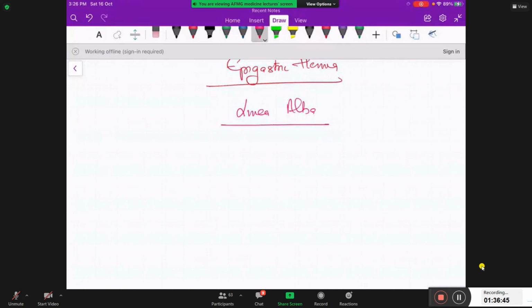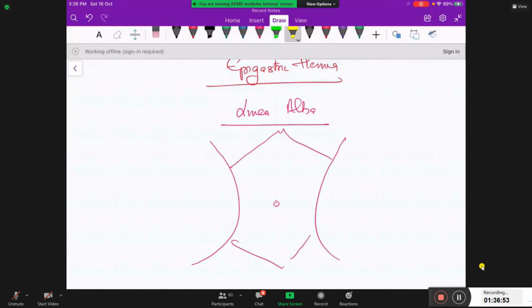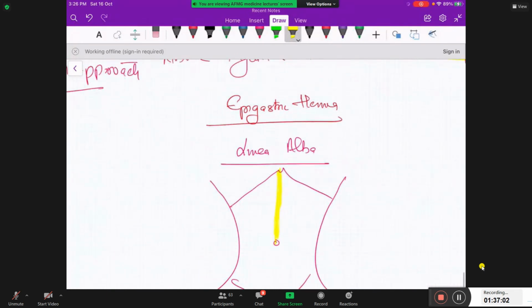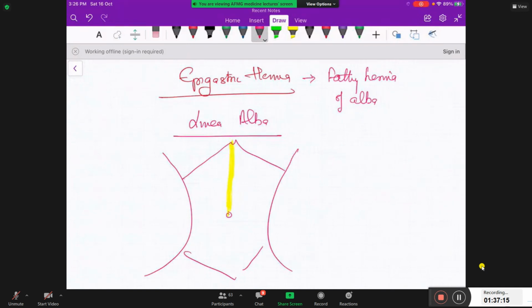Epigastric hernia comes out through linea alba. Now, since this hernia comes out through, if this is the abdomen, this is the umbilicus, and this is the linea alba. So this hernia comes out through linea alba. Since this hernia comes out through linea alba, this hernia is also called fatty hernia of linea alba.